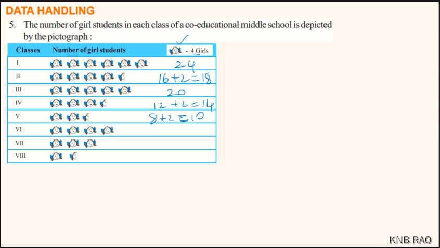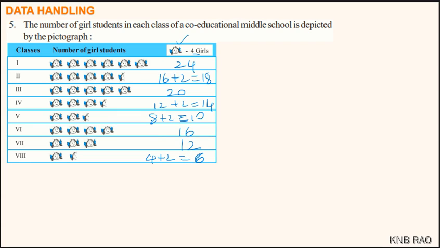We won't arrive at exact figures from the pictograph. In 6th standard I have 4 full faces, which means 16 girls in that class. In 7th standard I have 3 full faces, which means 12 girl students. And in 8th standard, 1 full face and half a face, which means 4 plus 2, so 6 girl students are there in the 8th standard.